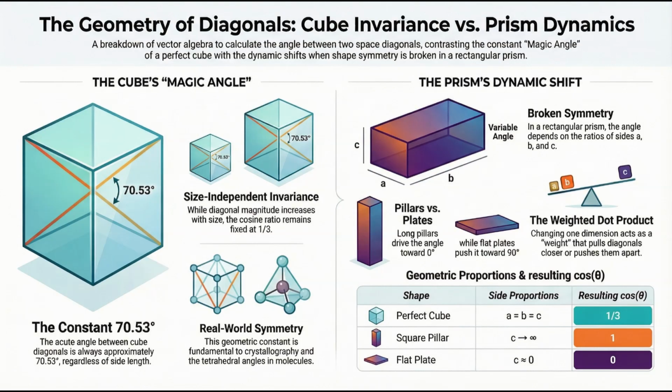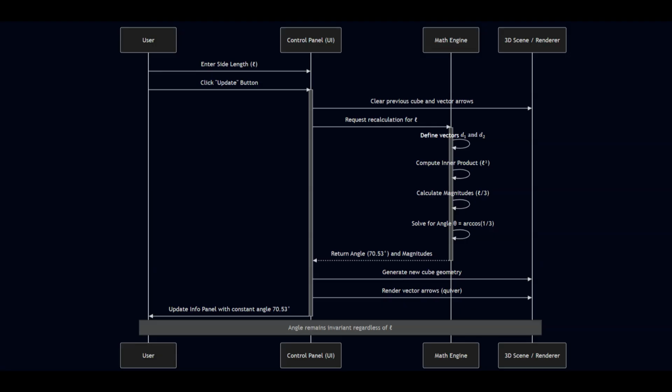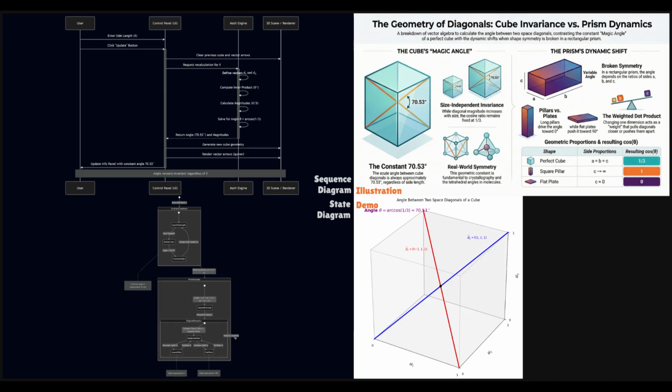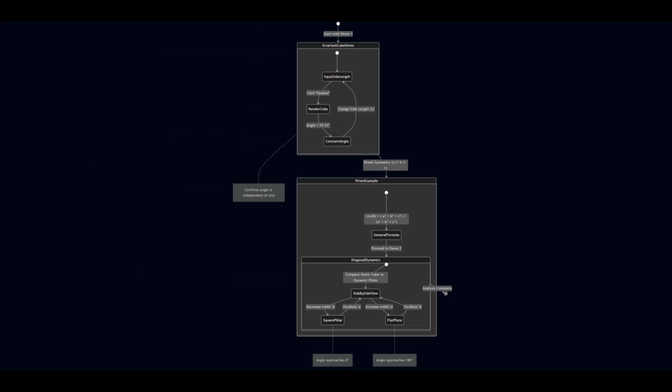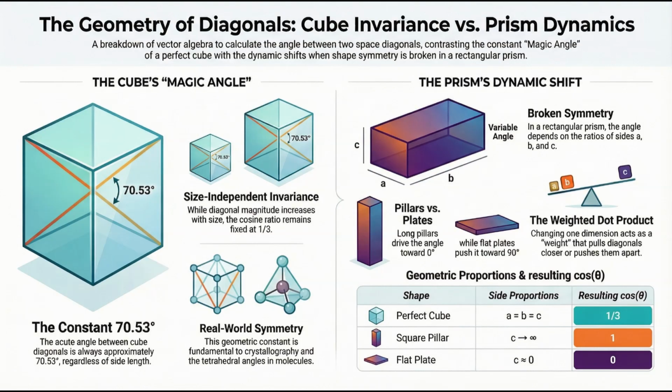Scene preparation. To ensure a clean visualization, the system's first action is to clear any previous objects from the three-dimensional environment. The processing engine. The core of the sequence involves the math engine, which calculates the paths of the diagonals based on the new dimensions. Even when the size changes, the engine confirms that the ratio governing the angle in a cube remains perfectly consistent.